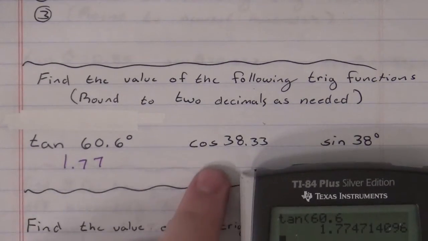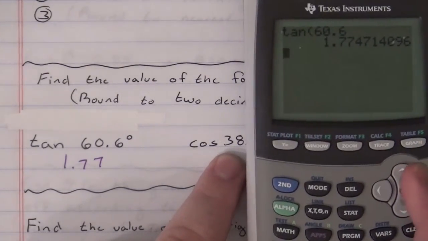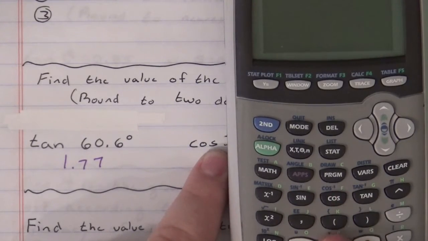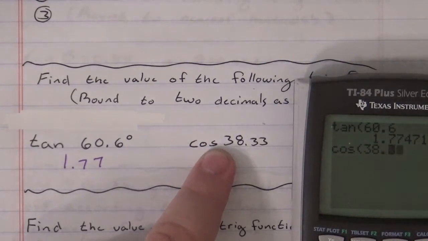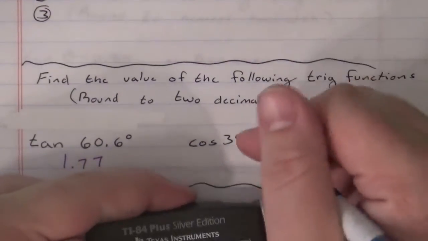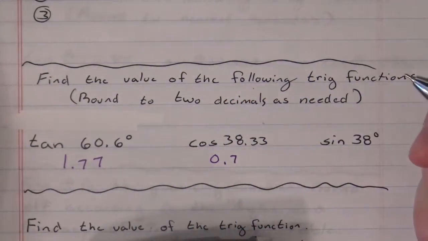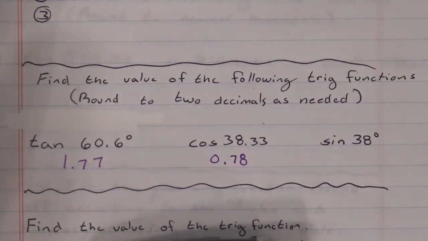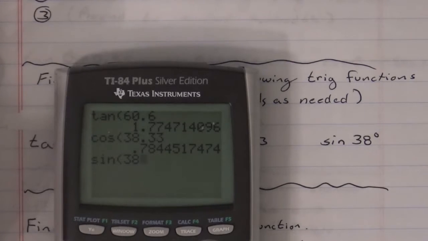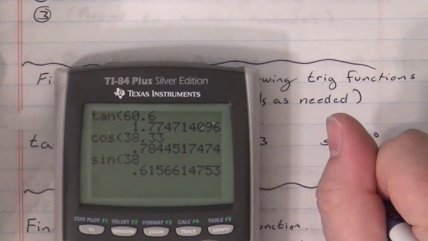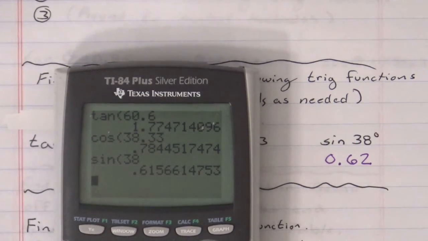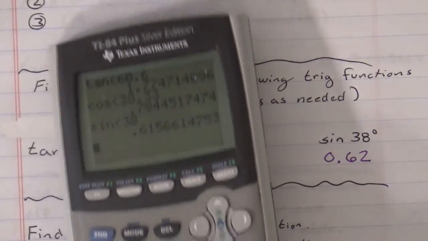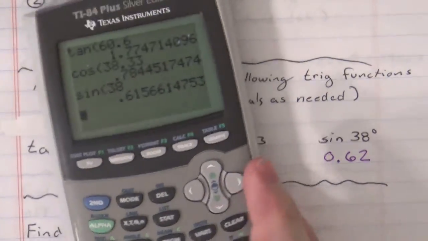The next one asks us to do cosine of 38.3. So we're going to find the cosine button, which is right here. Hit cosine, and then we're going to go 38.3 and press enter. We get 0.778, and we're going to 2 decimal places, so 0.78. And then finally, you hit the sine button, put 38 in, sine of 38, hit enter, and we're going to 2 decimal places again. We get 0.62. So that's really all it is. Just know where your sine, cosine, and tangent functions are.